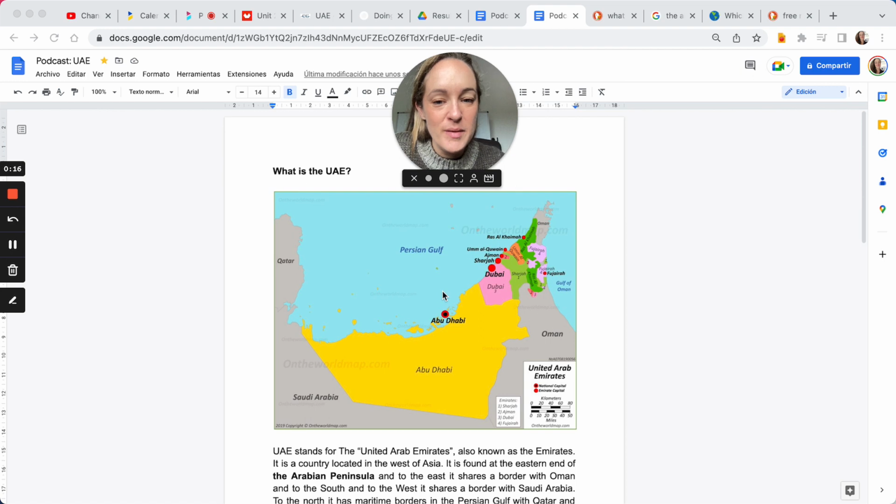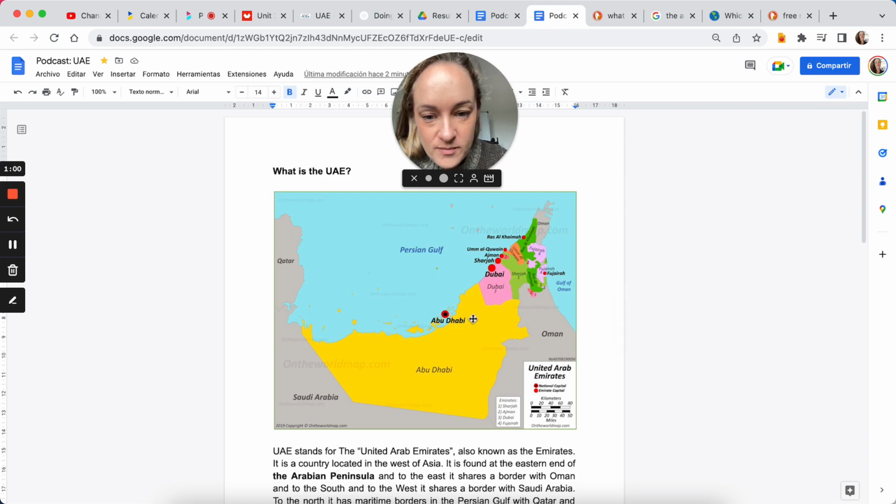Today we're going to learn about the United Arab Emirates. Like the United States of America, instead of saying the United Arab Emirates, we can say the UAE, which is an up and coming area of the world right now. I didn't hear very much about this place growing up, but it's getting quite popular now, especially for business.